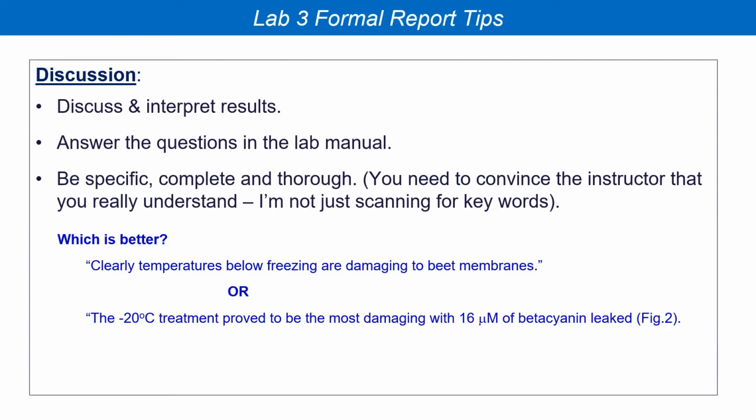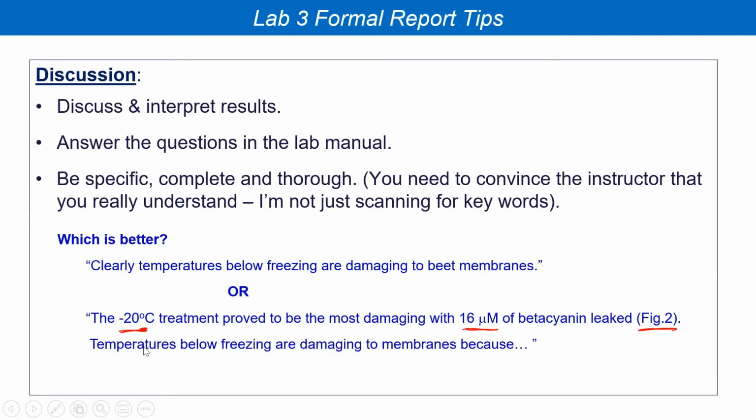You can see already I'm being specific: -20 degrees, right? That's specific. It's actually telling me exactly how much damage, right? We have 16 micromolars of beta-cyanin leaked. So that's very specific. It's giving me an idea when I read it. It's not vague. It tells me, okay, -20 is bad for these membranes. Additionally, you can see it's referring to the figure. So that way, me as the reader, I can read it and say, oh well, I want to see what's going on at -20. I can go back to that figure and take a look at your data. So like I said, both of these are kind of a start of that discussion.